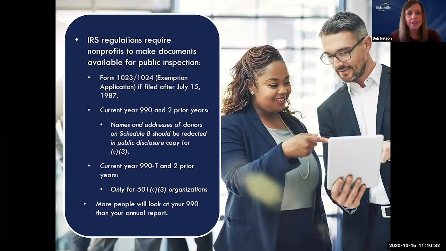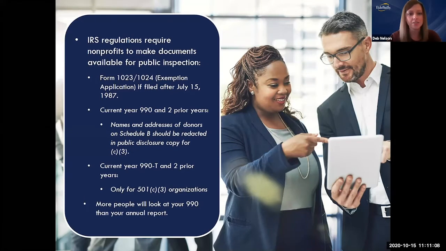So you should have a copy of your exemption application, which will be either a Form 1023 or a Form 1024. If you do not have that on file, there is a form that you can use to request a copy, and that form is Form 4506-A. You can use that again to request a copy from the IRS, and you can also use that same form to request a copy of your IRS determination letter if you don't have that on file. And you are required to have your current year 990 and 2 prior years available.